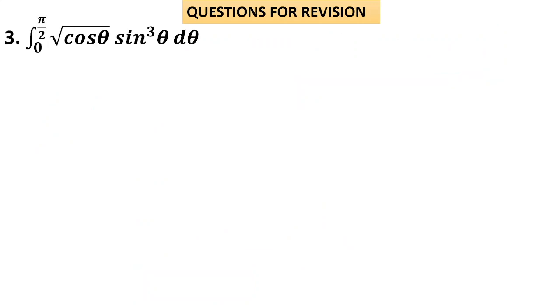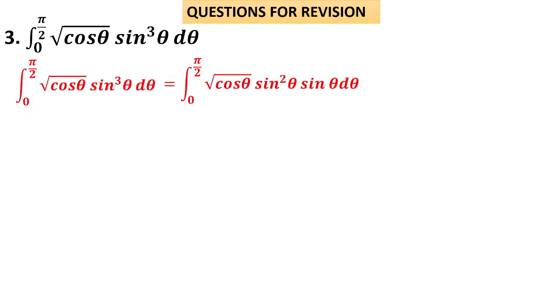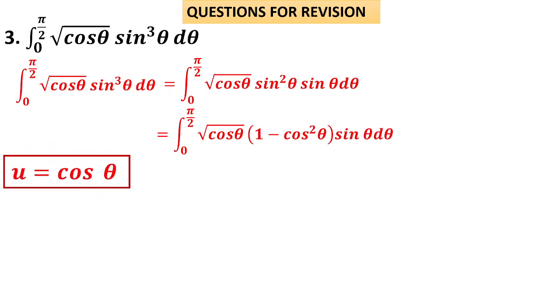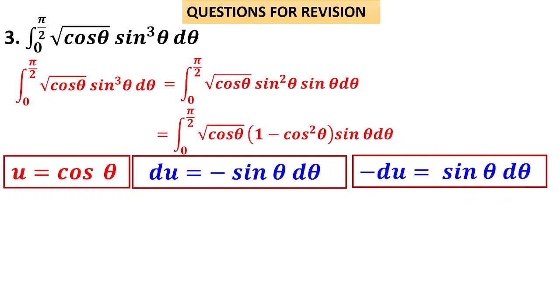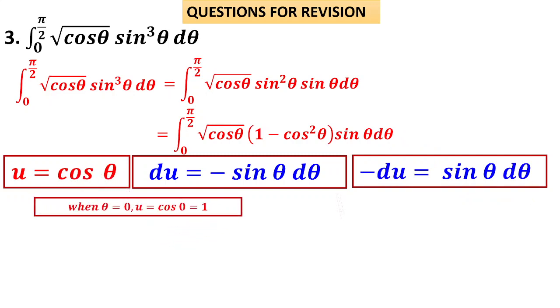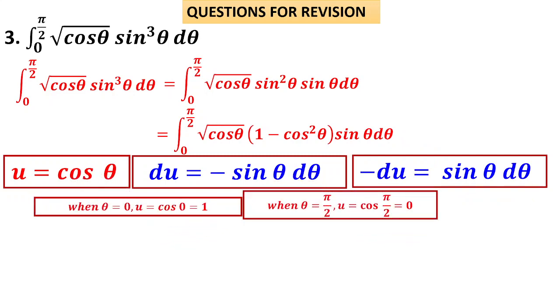Let us continue. Again, this is a problem all of you know. Whenever cos and sin are coming, at least one of them will become a substitution. But here we have to do some changes. Sin cube I am writing as sin square into sin. Sin square I am writing as 1 minus cos square. Now it is ready for substitution. The differentiation of cos is inside. Let me take u as cos theta and du as minus sin theta d theta, and minus du as sin theta d theta. Now I am also changing the limits.